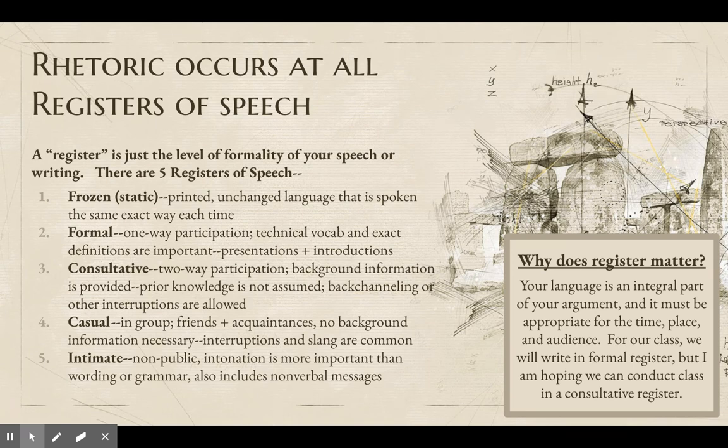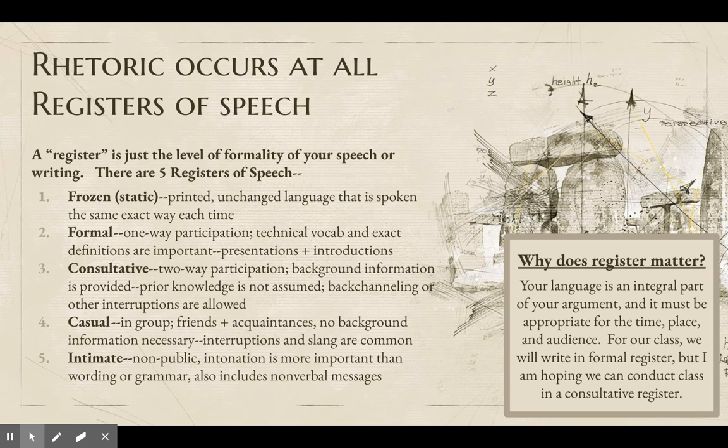So let's talk about the highest level of formality. This is called the frozen or static register. And really, it's a very small amount of things. This is a printed language that does not change, meaning we say it the same way each and every time we say it. So an example of frozen or static language is the Pledge of Allegiance. So that is said exactly the same way each and every time it is recited. Okay, the oath of office for the President of the United States is another example of that, or for any public official, in fact.